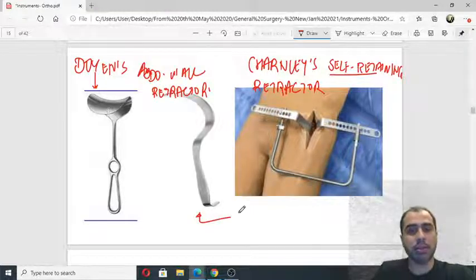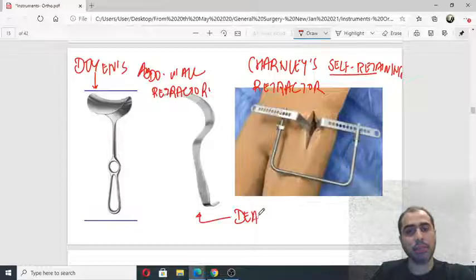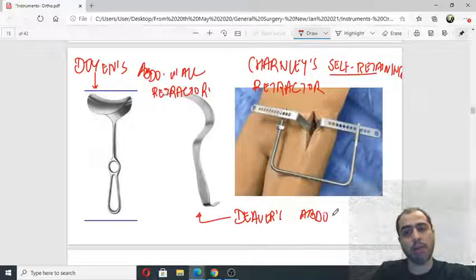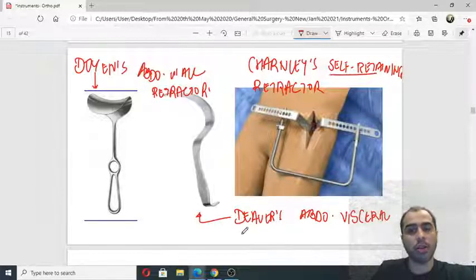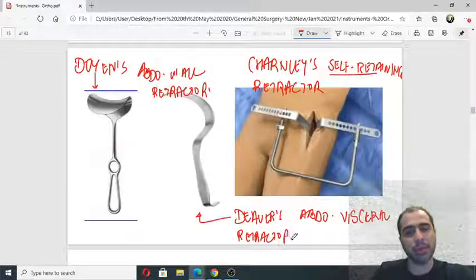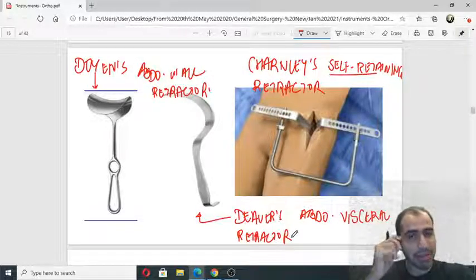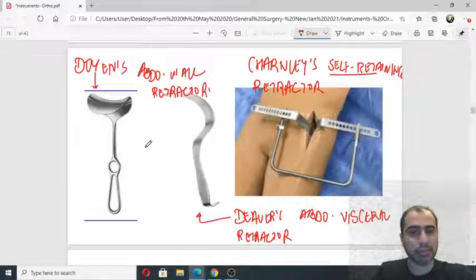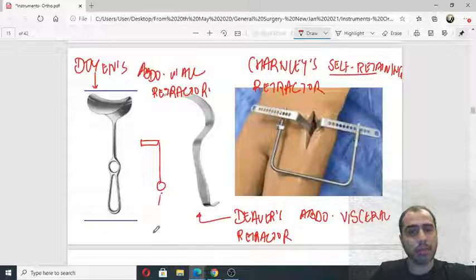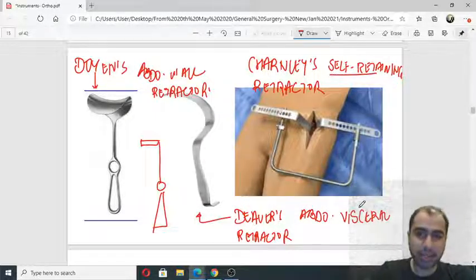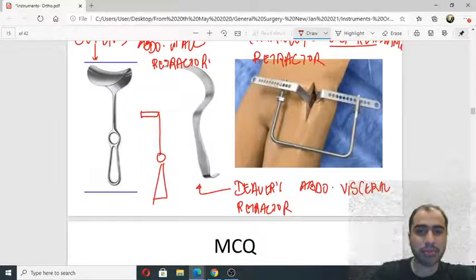This is Devers, but don't call it just Dever. Call it Devers abdominal visceral retractor. Then the examiner will ask you which viscera do you retract with Devers. Yes, anybody? Where is Langenbach? I have not put the picture of Langenbach. Langenbach is right angle, it is a small one like this. That is Langenbach. Devers abdominal visceral retractor will retract what all?